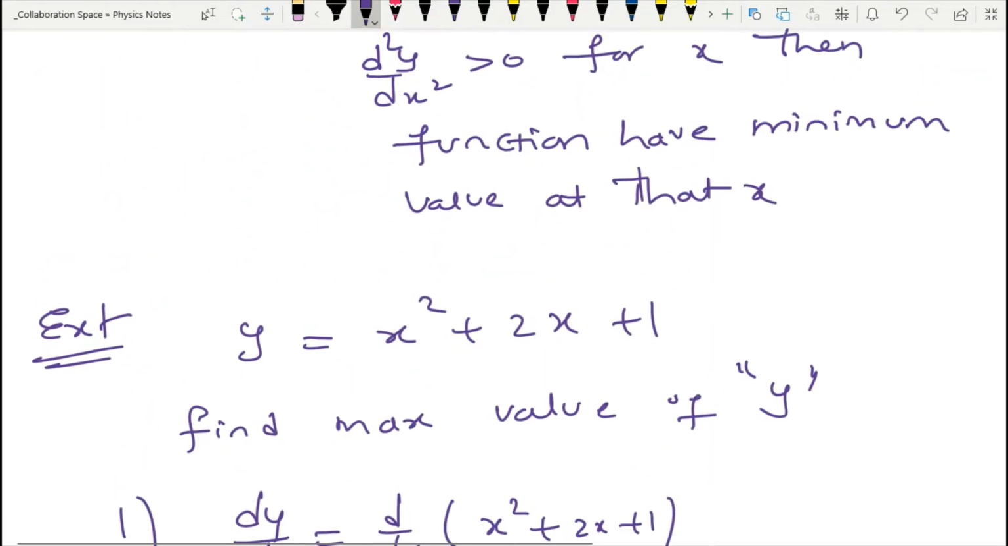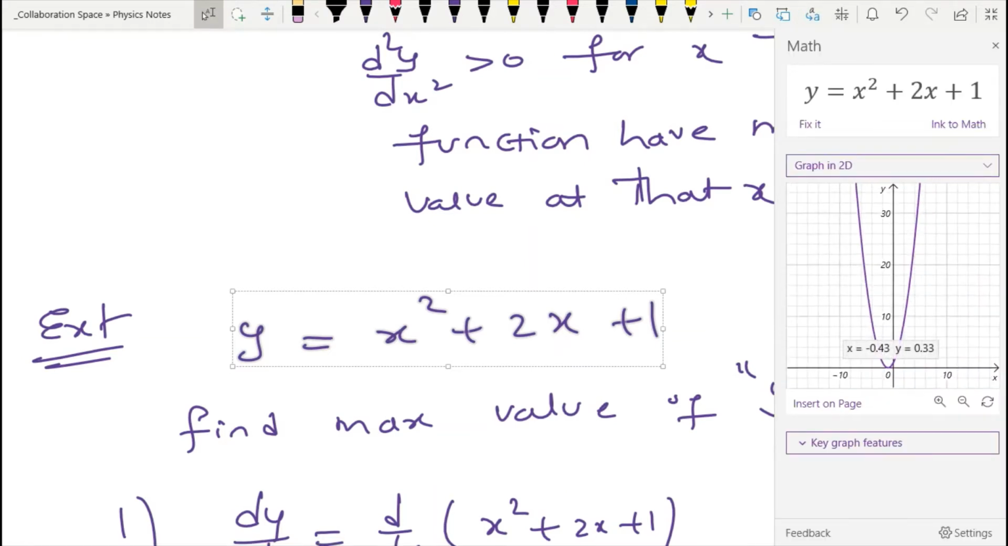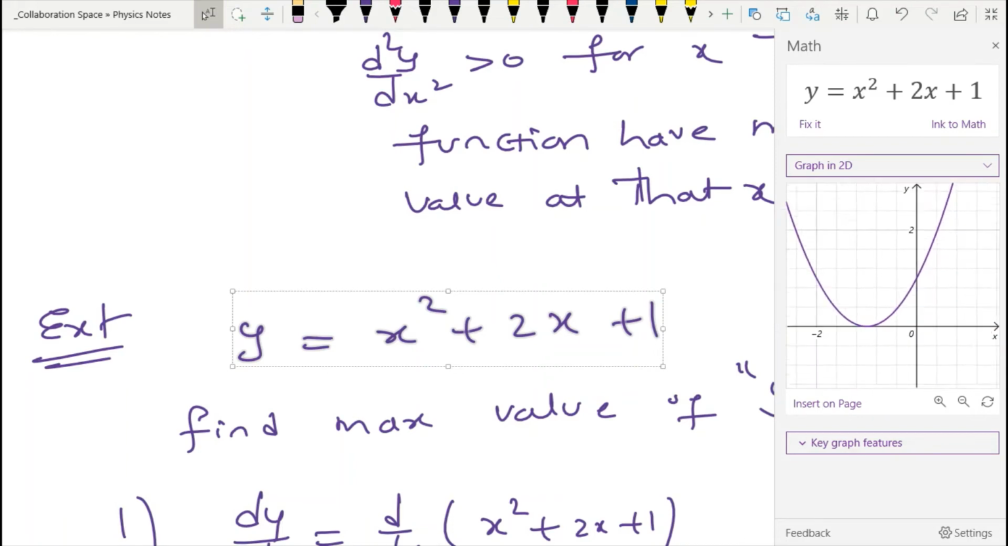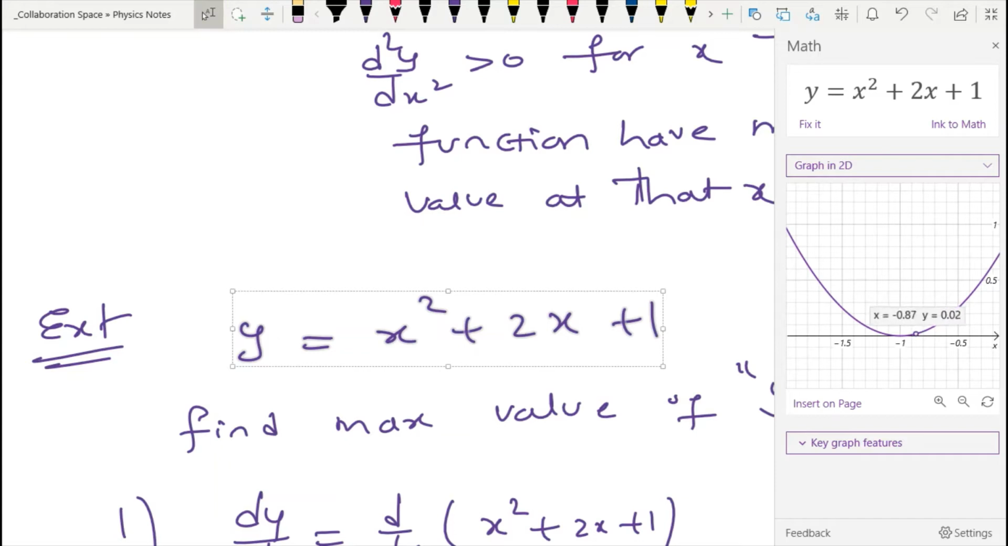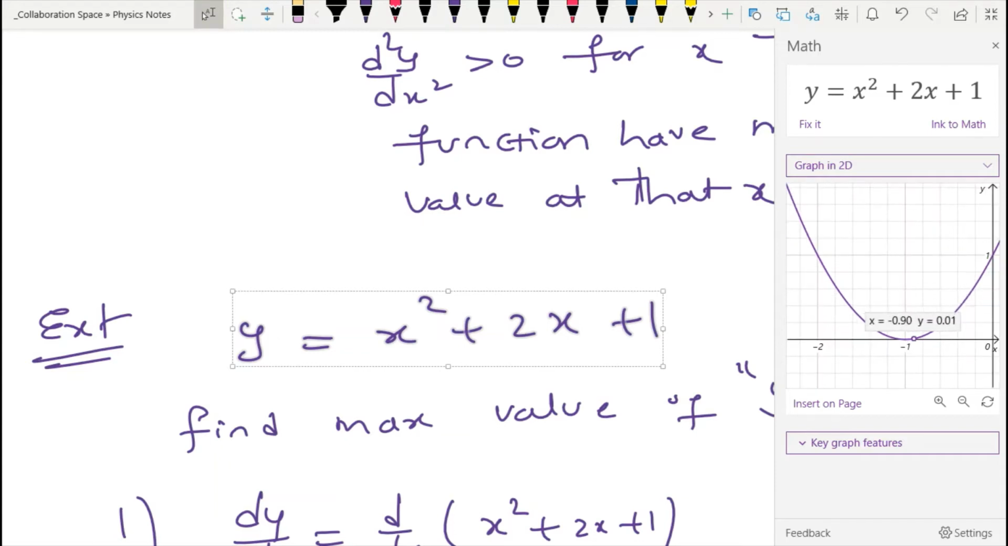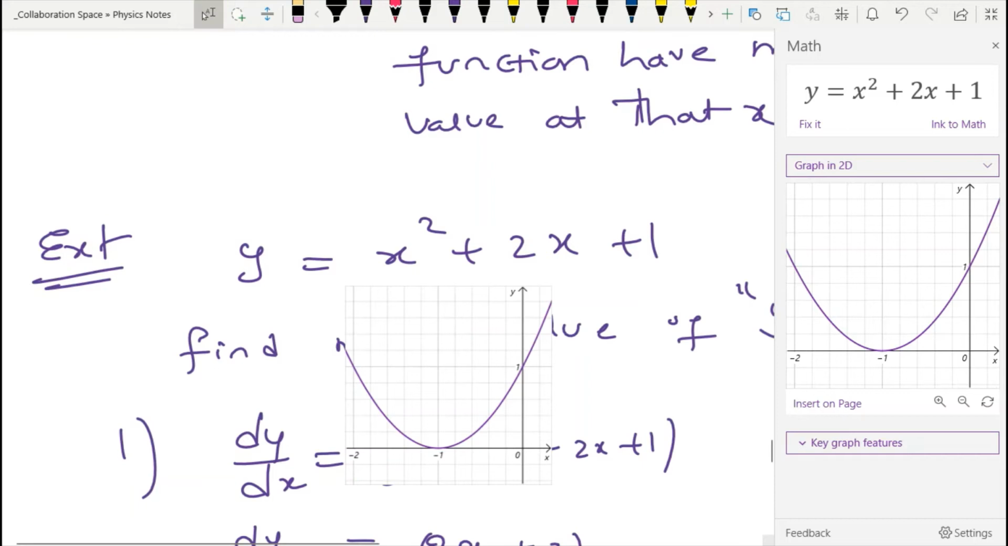So now you can also see the graph. I will plot the graph so that you will get a better idea where the function is having the minimum value. See students, at x is equal to minus 1 the function is having minimum value. Have you seen the graph? Have you seen the graph, students? Yes, sir. See the graph.